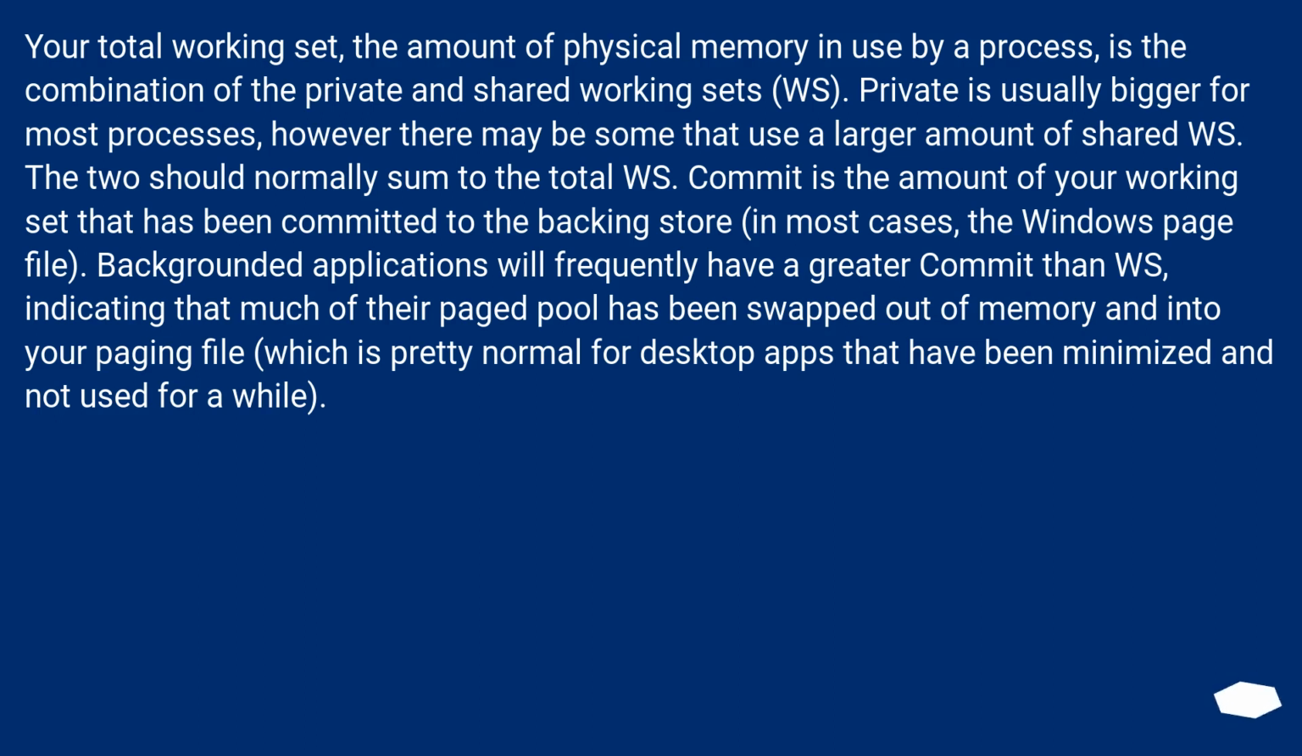Your total working set, the amount of physical memory in use by a process, is the combination of the private and shared working sets, WS. Private is usually bigger for most processes, however there may be some that use a larger amount of shared WS. The two should normally sum to the total WS. Commit is the amount of your working set that has been committed to the backing store, in most cases, the Windows page file. Backgrounded applications will frequently have a greater commit than WS, indicating that much of their paged pool has been swapped out of memory and into your paging file, which is pretty normal for desktop apps that have been minimized and not used for a while.